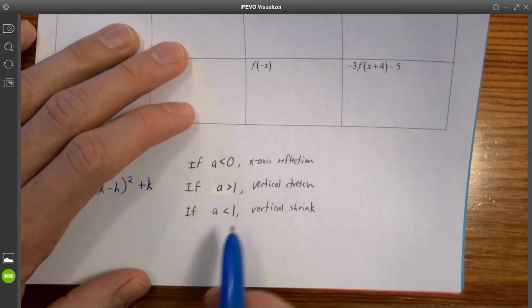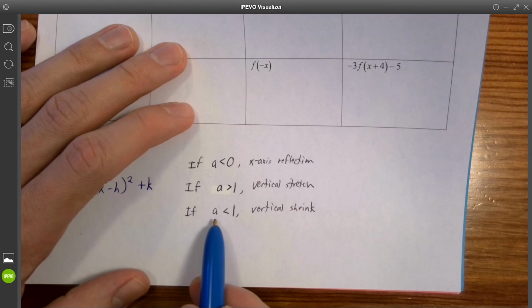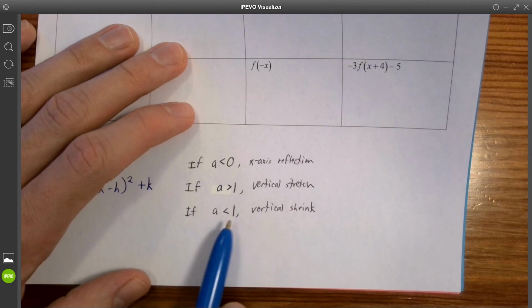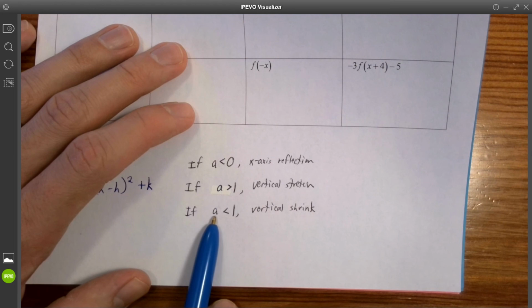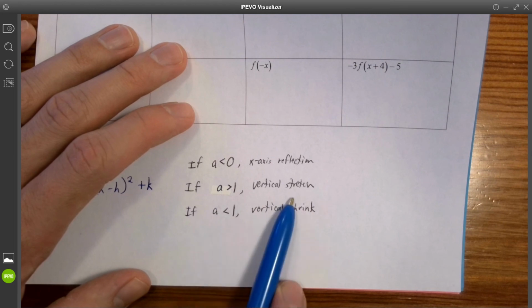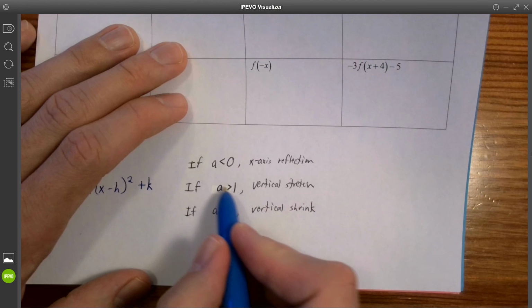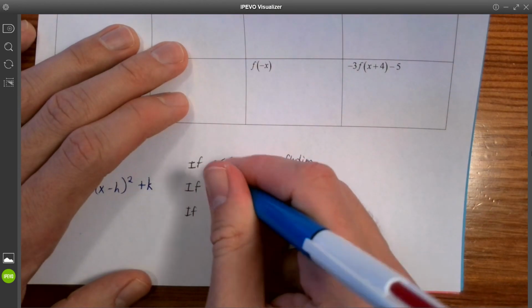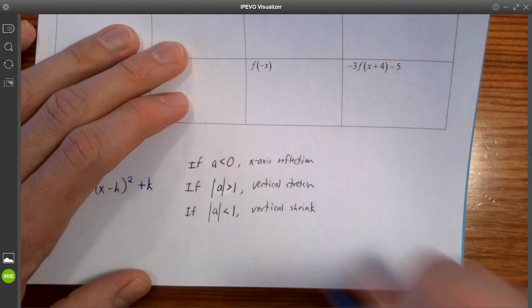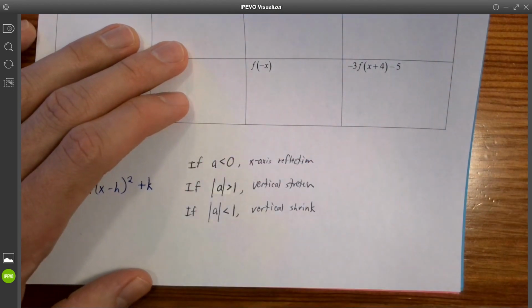What if I had like -1/2? Well, -1/2. Oh, okay, what if I had -2? What if a was -2? Well, that's less than 1, but it would still be a stretch, but it would be an x-axis reflection. So here's the deal. When I say these things, I'm really going to be ignoring the sign and just pretending like it's positive. So I'm going to put absolute value on that. Don't get tripped up by that.